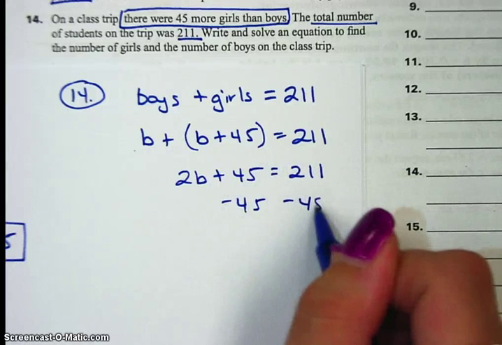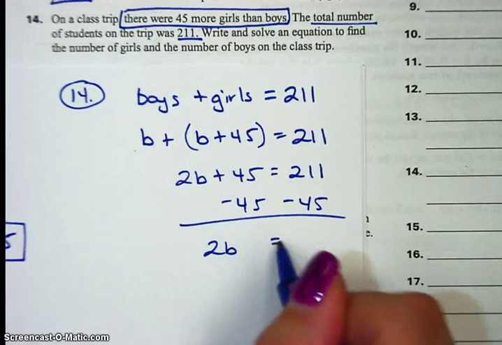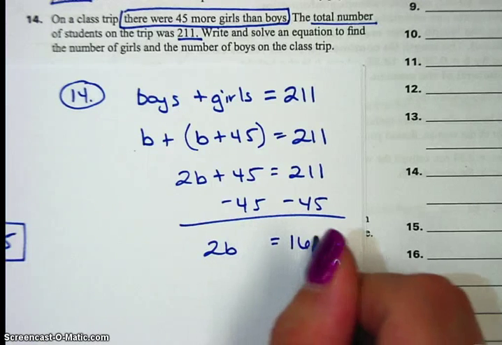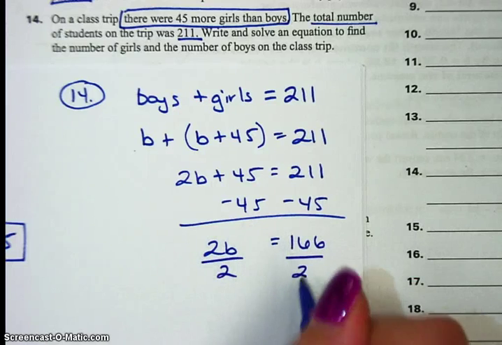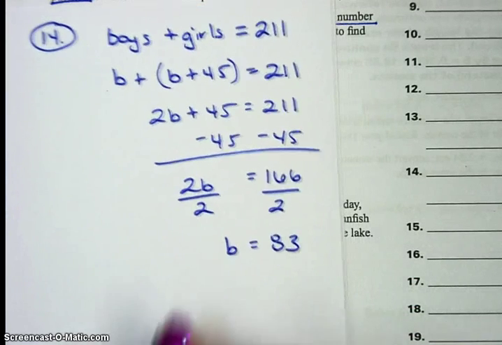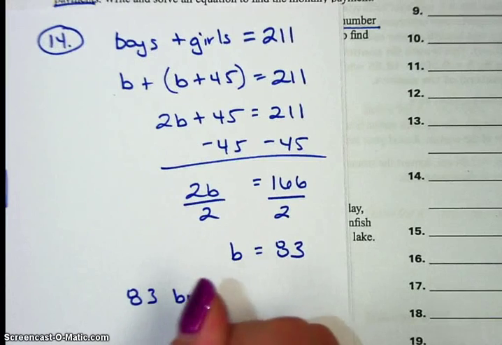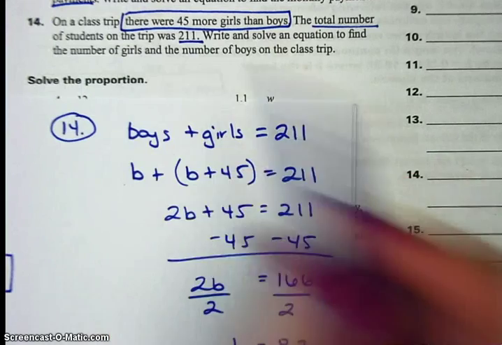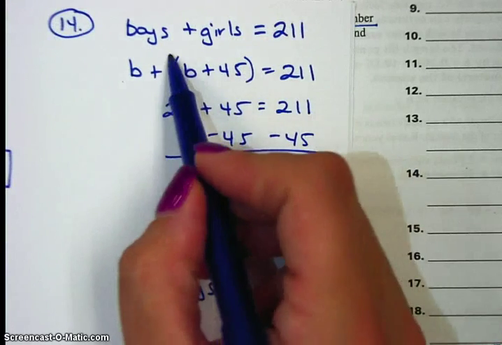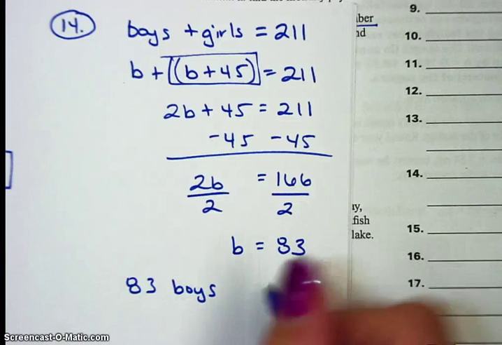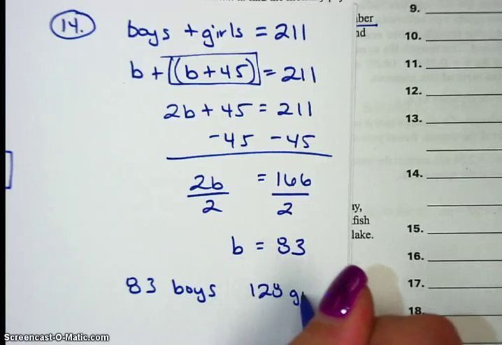Subtract 45 from both sides. So 2B equals 166, and divide by 2. So B equals 83. So there are 83 boys, but then how many girls do I have? Because they asked for boys and girls. So I use this expression right here, B plus 45. So I'm going to take 83 and add it to 45, and I get that there are 128 girls.